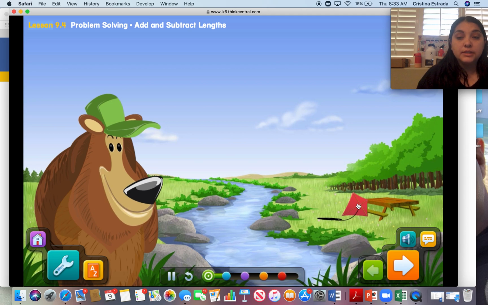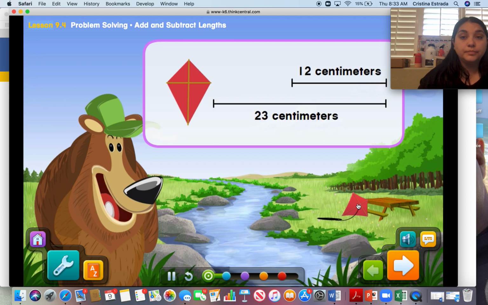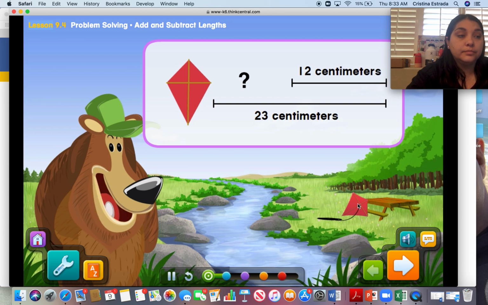Oh my! The string is only 12 centimeters long now. Earlier, it was 23 centimeters long. I wonder how many centimeters of string broke off of the kite. Maybe we can draw the distances on a number line to help us solve this problem. What do you think? Come on, let's go find out.